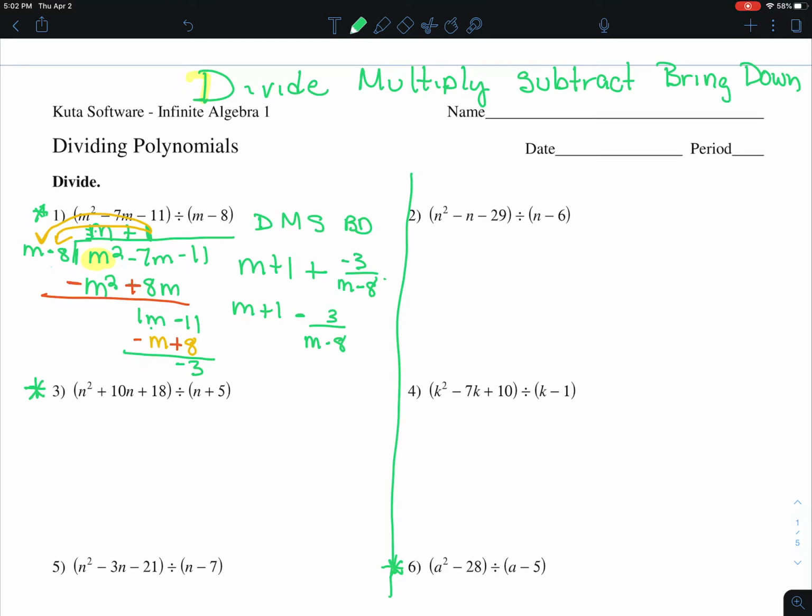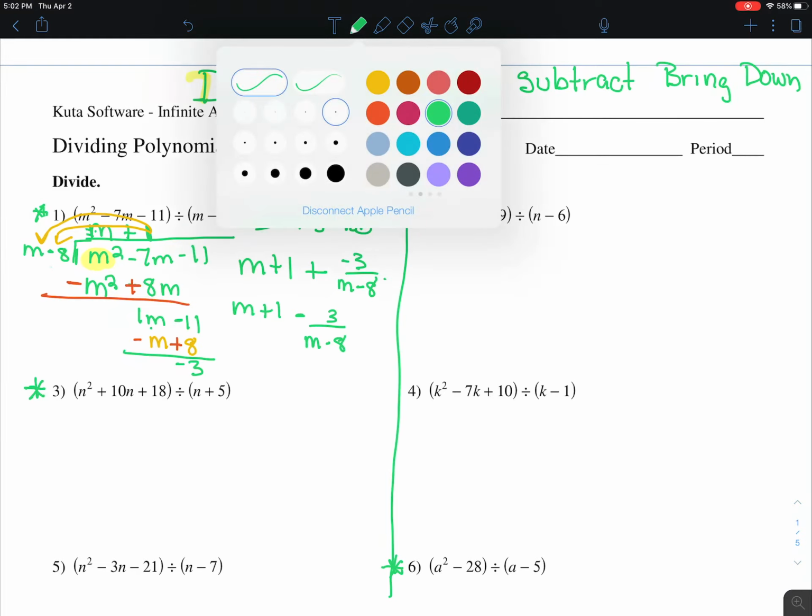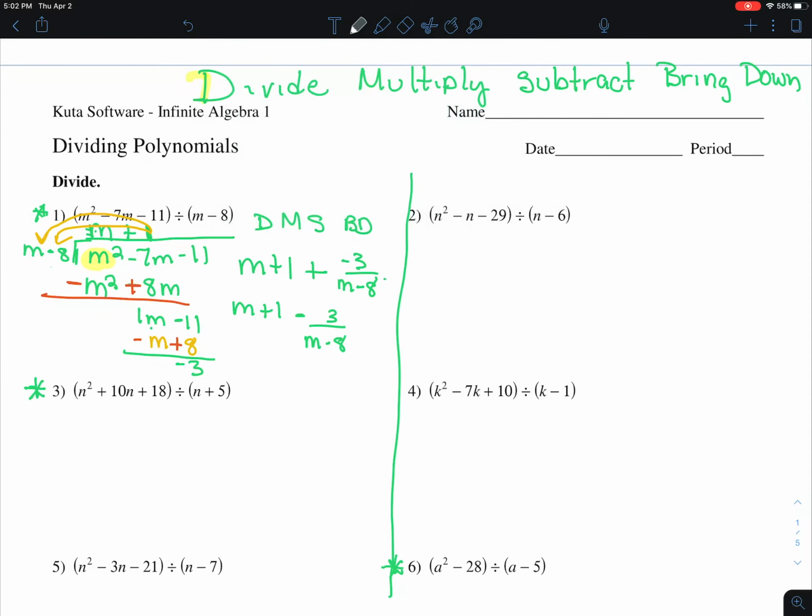Alrighty, boys and girls. So it's got some steps to it, but that's okay. I know you can do this. You're smart kids. You can do this. Okay, I'm going to use a different color because I've been using that green all day.